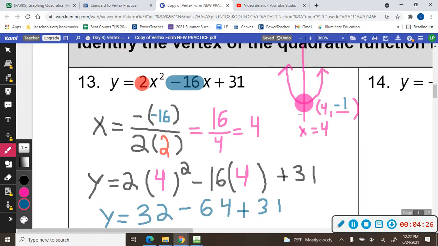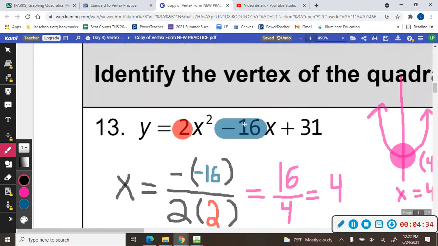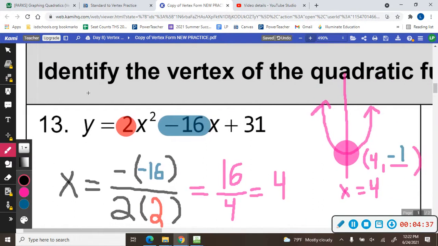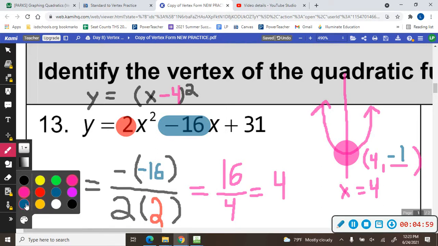Now, if they wanted me to write this in vertex form, which they did not tell me I had to, vertex form says you take y equals x something squared, and what we're going to plug in there is we're going to plug the 4 in here. That's going to become a minus 4. It's always the opposite. And we're going to plug in a 1 or negative 1 here. It's always the same.